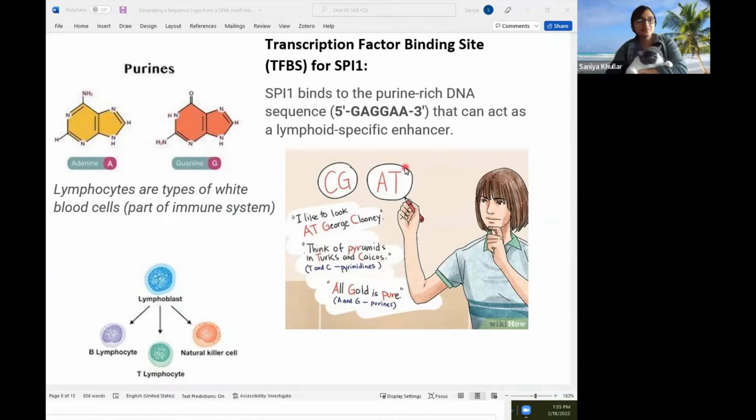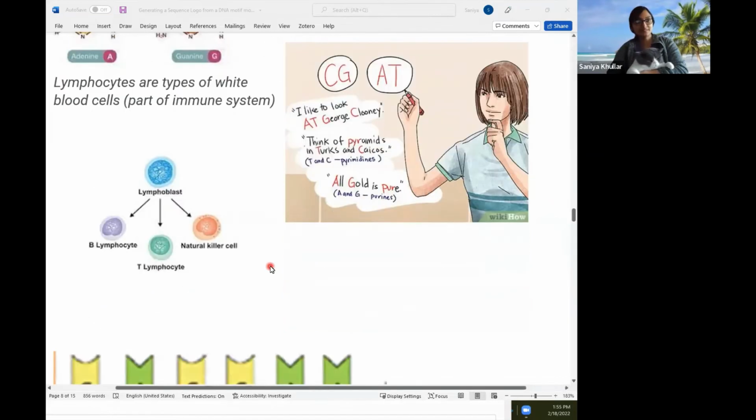So, T and C are pyrimidines, and A and G are purines. So all gold is pure. A and G are purines. And lymphoid-specific enhancers, so again, lymphoids are often B lymphocytes, B cells, T lymphocytes, T cells, natural killer cells as well. These are immune-related, so it's an enhancer. So these are types of white blood cells that are part of the immune system.